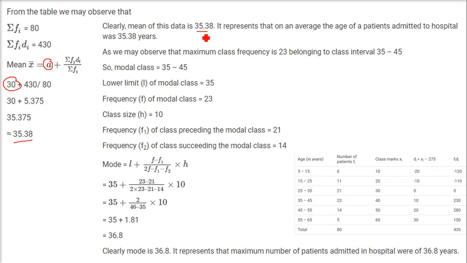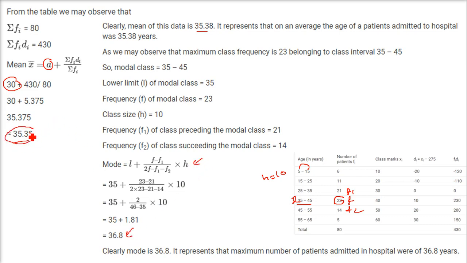Now the mean is 35.38 and this represents the average age of students admitted to hospital. Now we see here which is the maximum frequency. 23 is the maximum one. This lies in this interval. So this is our L, this is our F, this will be our F1, this will be our F2. What is H? 15 minus 5, that is 10 is our H. So we have all the values, just put them in here.